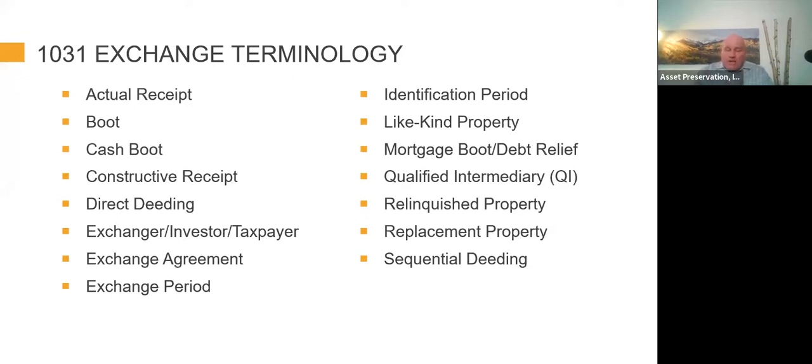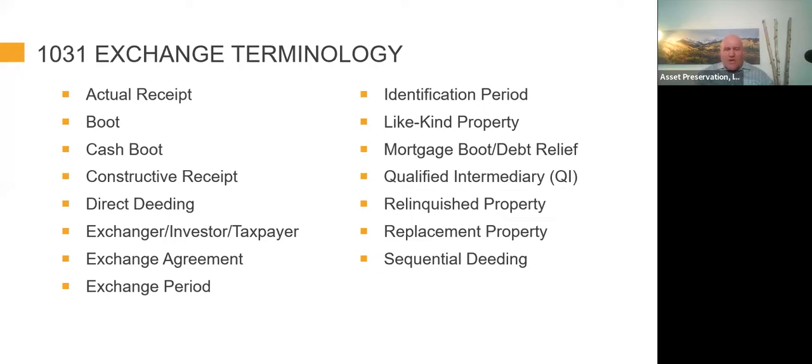Sometimes it's called the sale property, sometimes the phase one property, or sometimes you'll hear it called the down leg property. The property being purchased is what we call the replacement property, sometimes called the phase two property or the up leg property. And then finally, we use something called sequential deeding in what we call parking arrangements, reverse and improvement exchanges.